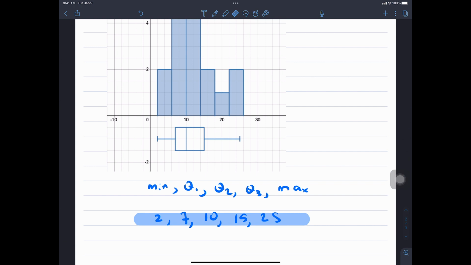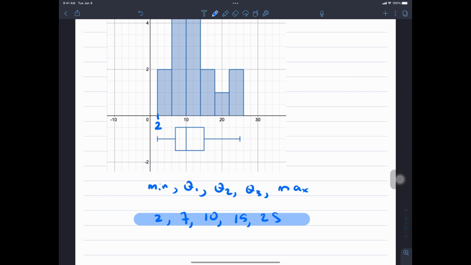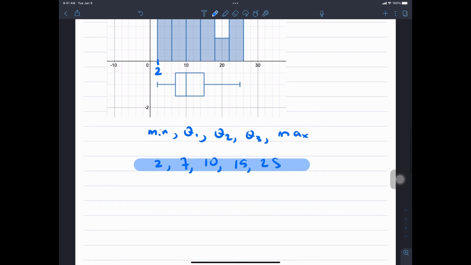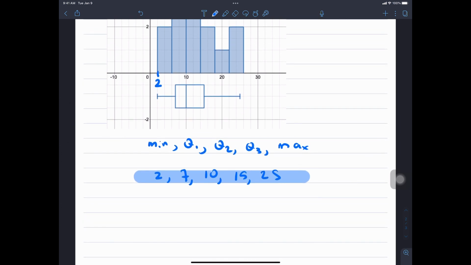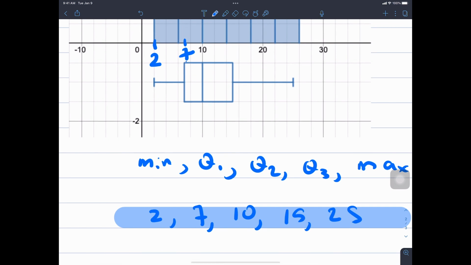First of all, let's notice, what's the minimum value here? It's 2. And then, what is the first quartile value? 7. How do I know? It's right here. So this is where 7 would be. And then notice where 10 is. 10 is right here. 15 would be here. That's the third quartile value. And then 25 is the maximum. So the maximum is out here.